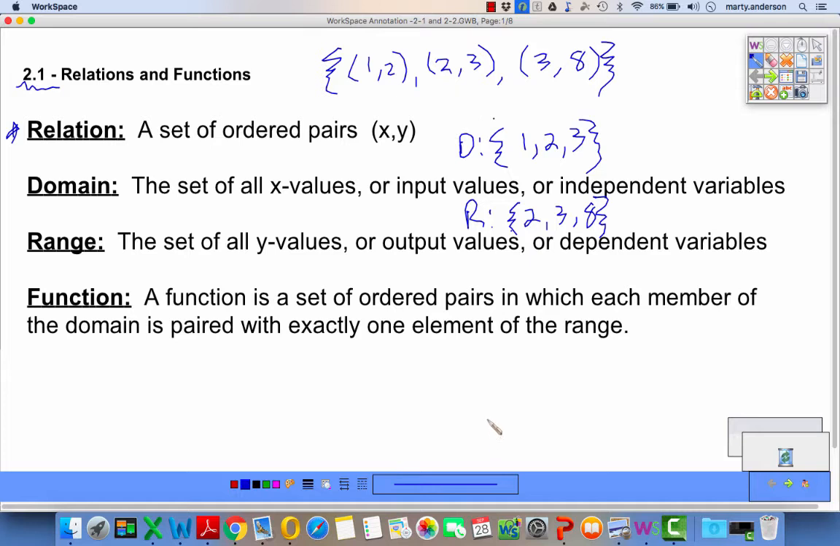Function, set of ordered pairs in which each member of the domain is paired with exactly one element of the range. Oftentimes we look at these as a mapping, and I have 1, 2, and 3, and I have 2, 3, and 8. And as long as when we draw a line from the x's to the y's, each x only has one arrow coming out of it. In order to be a function, you can't have the same x having 2 different y's as a partner.